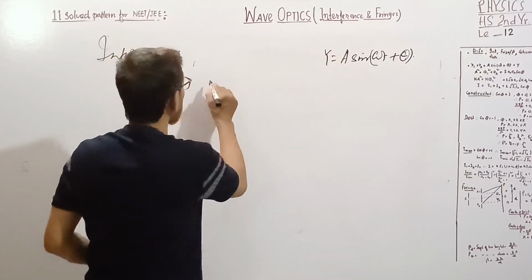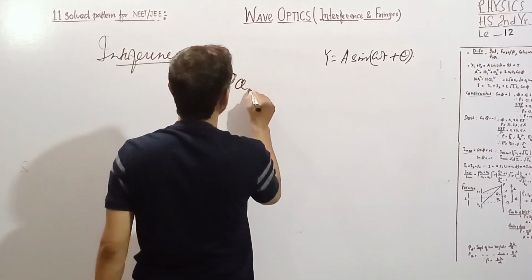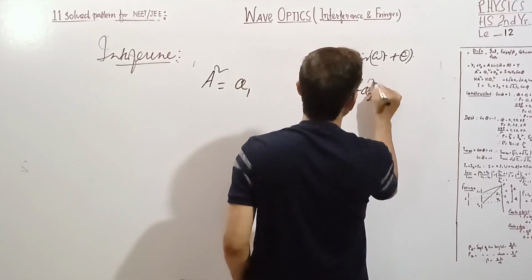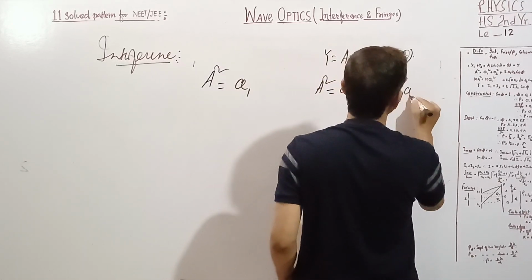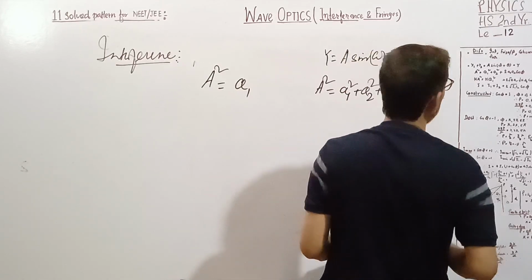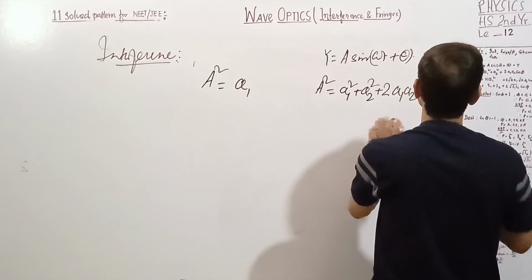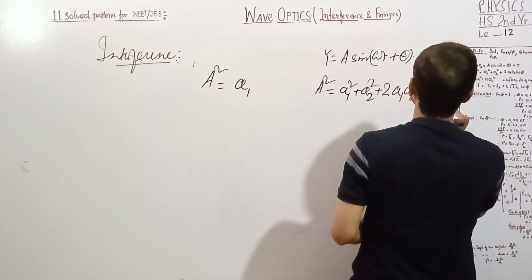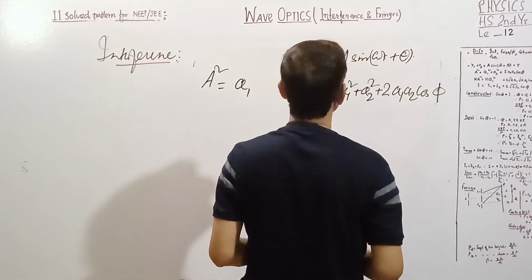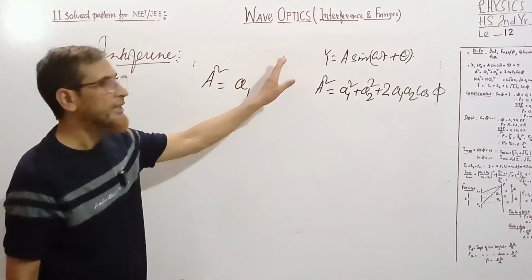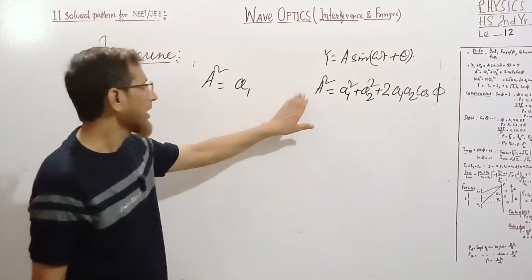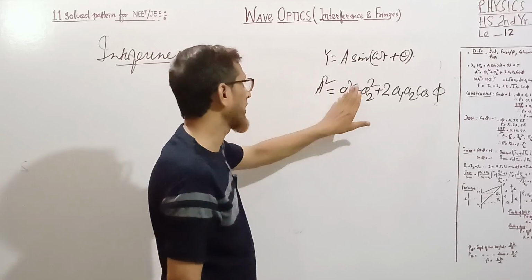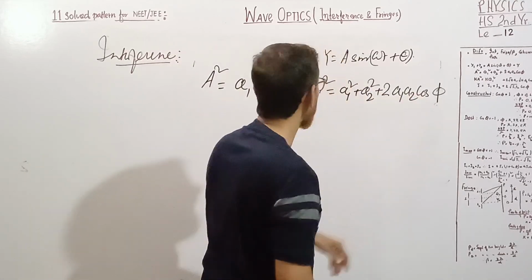From this we can deduce the amplitude. Finally we can derive again, though I have not shown you: the total amplitude square is equal to the amplitude of the first wave square plus the second wave square plus twice a1 a2 cos phi.